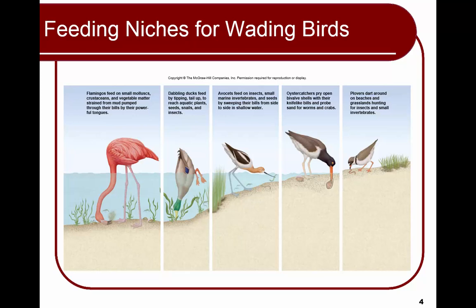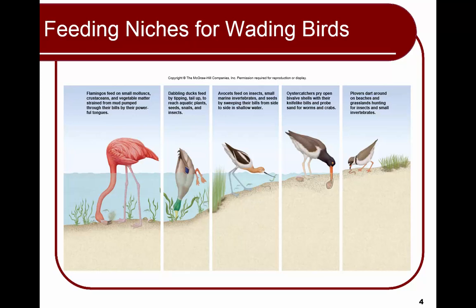And here are some niches of some water birds that wade along the shore. You see the flamingos, how they'll stick their head down in the water and they use their bills and their powerful tongues to strain things out of that water. And then you've got the dabbing ducks that will tip their tail up and they feed on aquatic plants and seeds and snails. And then the avocets, they use a sweeping motion with their bills from side to side in the shallow water to get seeds and small invertebrates.